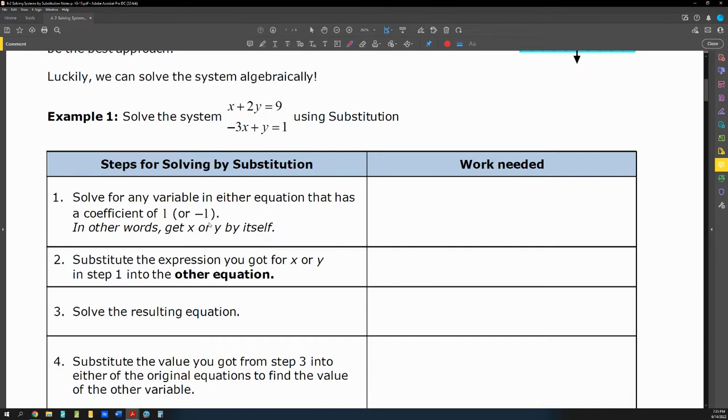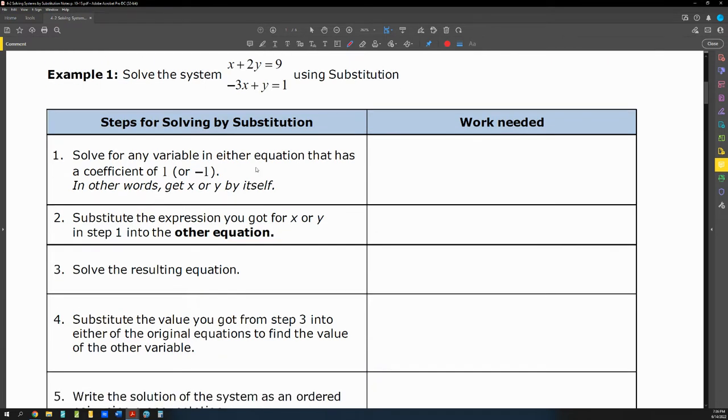So in example 1, let's go ahead and try this example, x plus 2y equals 9 and negative 3x plus y equals 1. Our first step is to solve for either of the variables. If we have any variables in either of the equations that have a coefficient of 1 or negative 1, generally that's what we're looking for. That's going to be pretty easy to solve, usually 1 or 2 steps. Let me just rewrite both of these equations, x plus 2y equals 9 and negative 3x plus y equals 1.